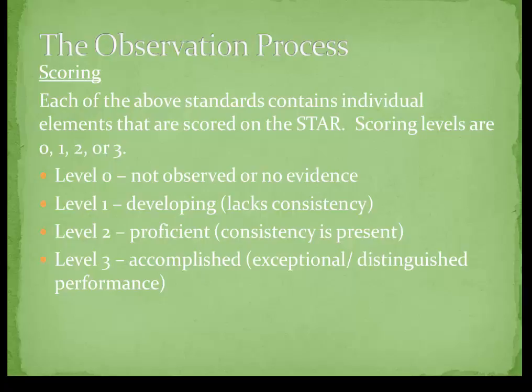Before we open and preview the individual documents, let's first take a look at how the rubric is scored on a scale of 0 to 3. Level 0 means not observed or no evidence. Level 1 means the candidate is developing and lacks consistency. A level 2 is proficient and is what we are looking for with our candidates. A level 3 means accomplished, or that the candidate has gone above and beyond. Remember, we're only focusing on proficiency ratings or a score of 2 during this training.